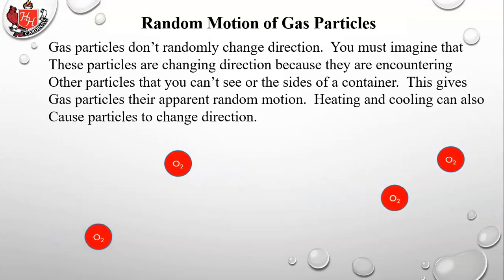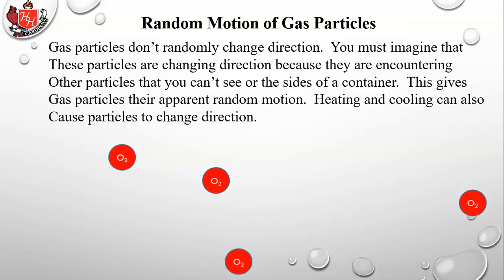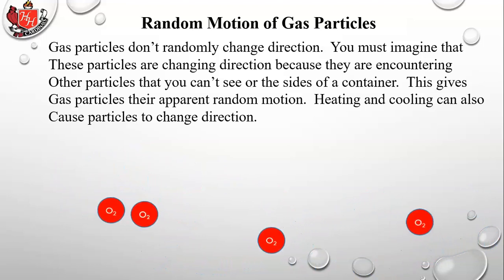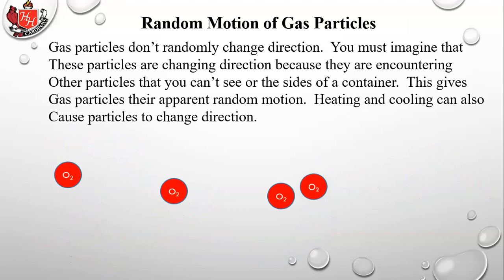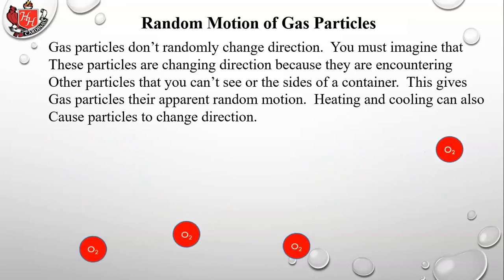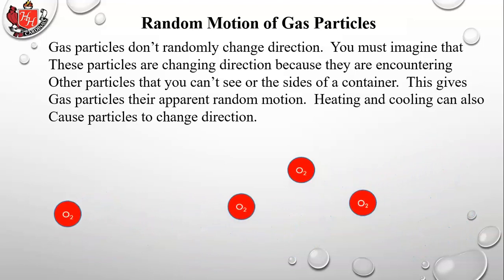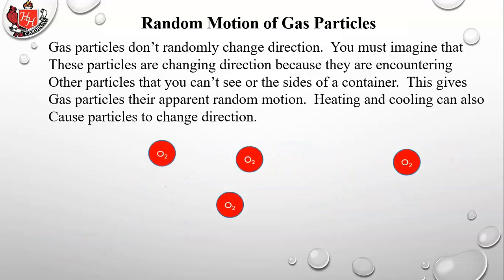So gas particles don't randomly change direction. You must imagine that these particles are changing direction because they are encountering other particles that you can't see or the sides of a container. This gives gas particles their apparent random motion. Also, heating and cooling of the air or of the atmosphere can also cause particles to change directions.